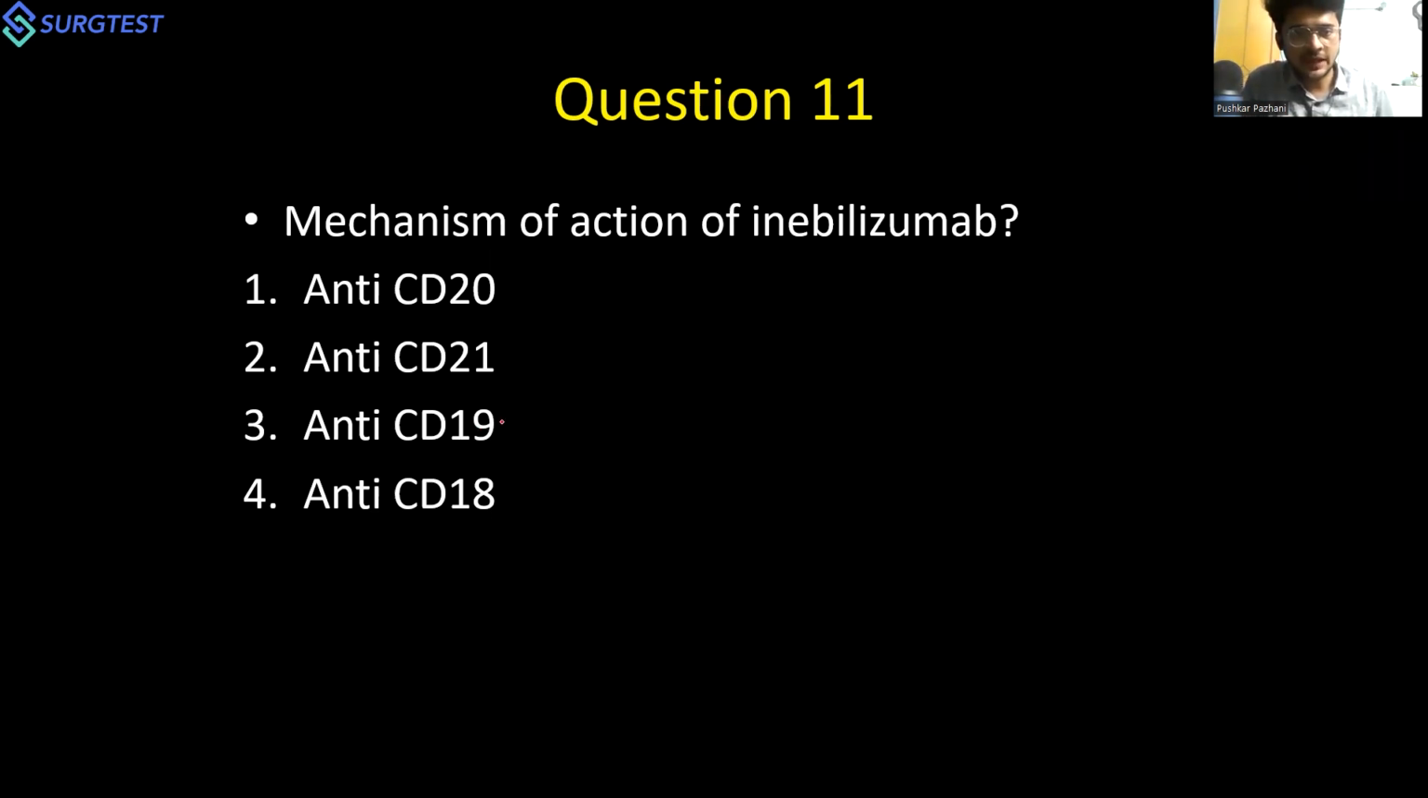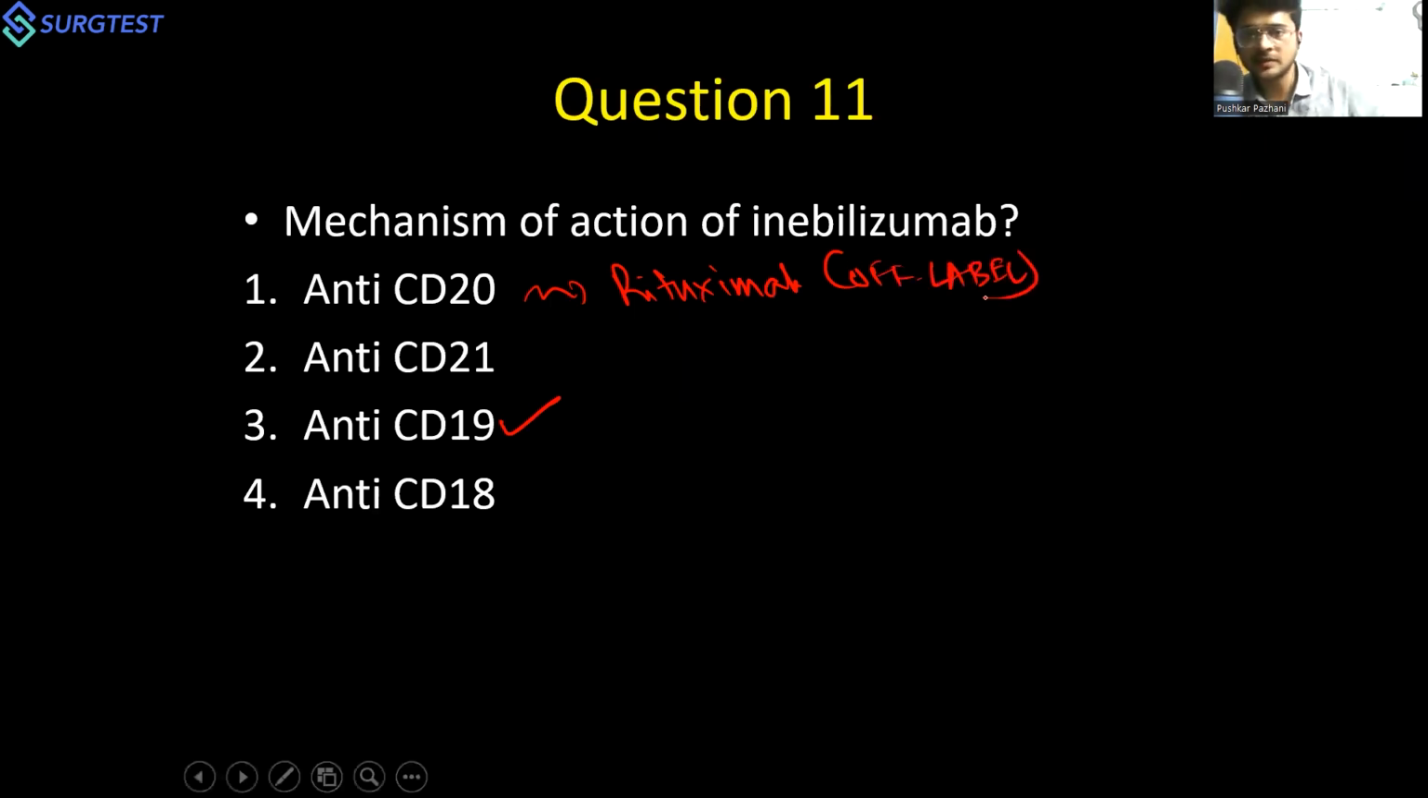So it is anti-CD19. Which one is anti-CD20? It is rituximab. But remember, rituximab is off-label. I'm emphasizing this point: rituximab is not FDA approved, but rituximab is anti-CD20, and anti-CD19 is ineblizumab. So don't forget this.